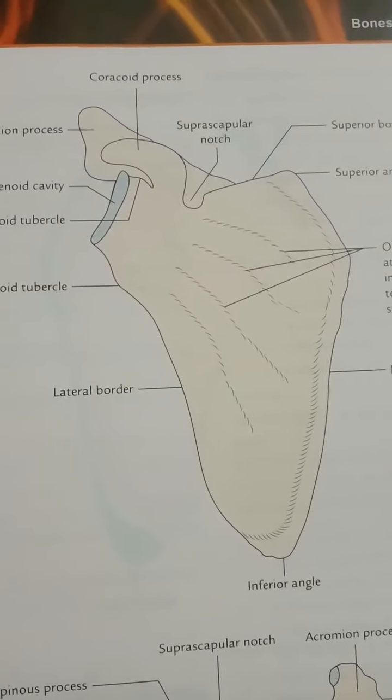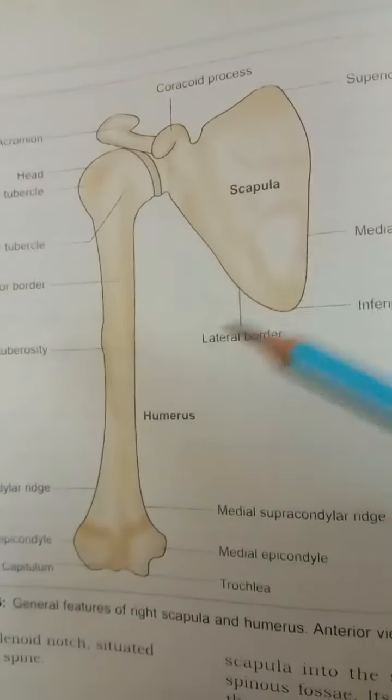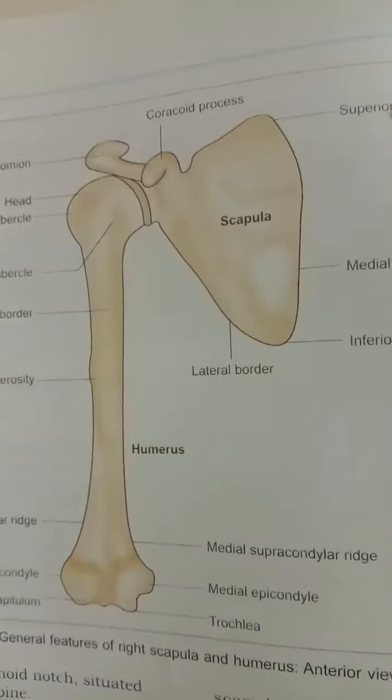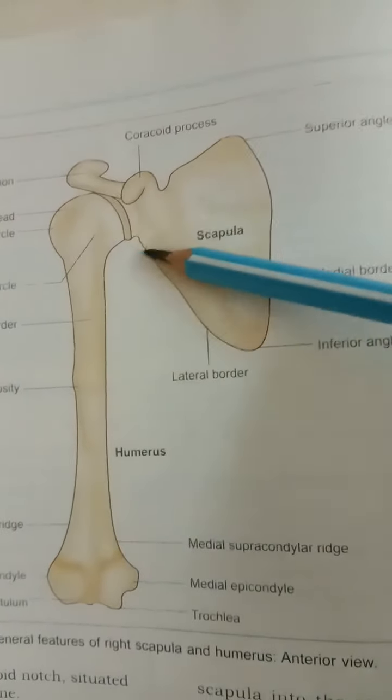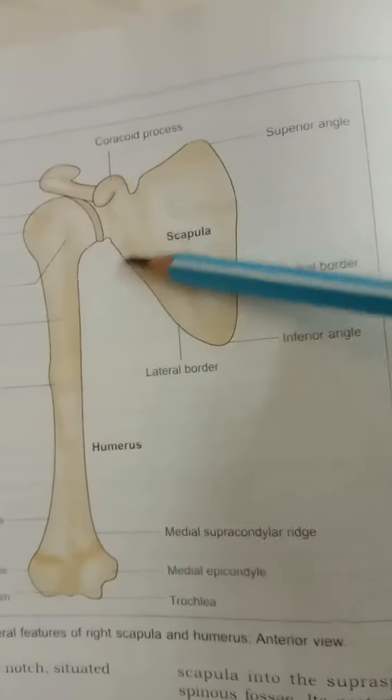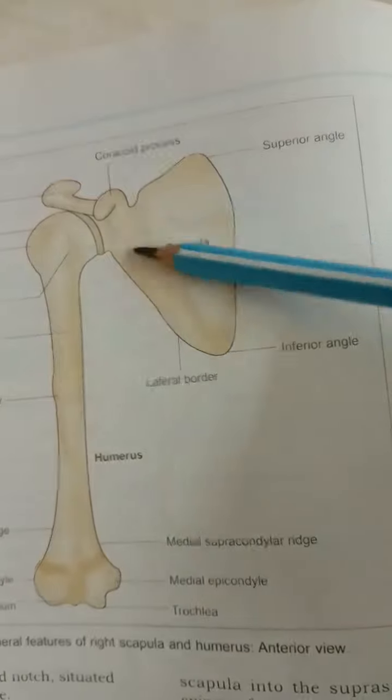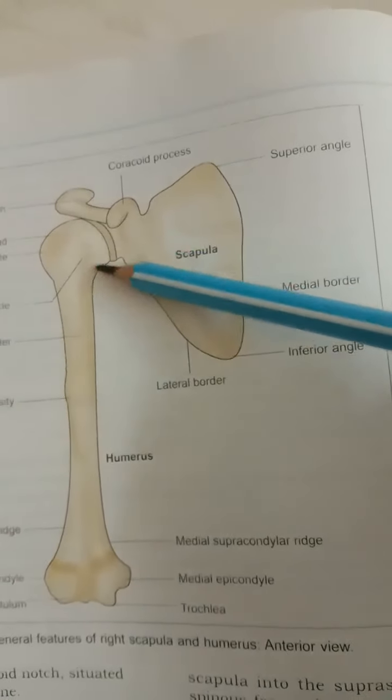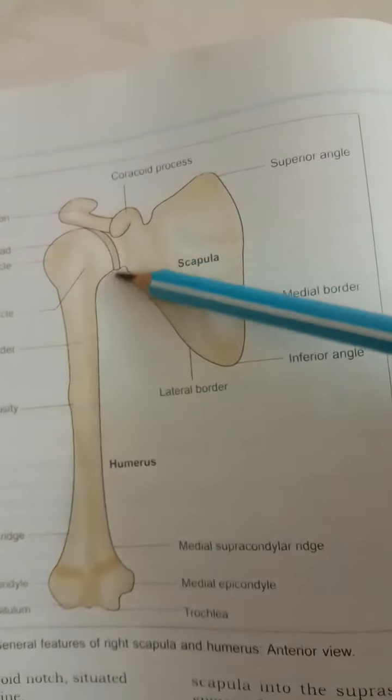So those are the features included in the scapula. Now the side determination of the scapula. The lateral angle, also called the glenoid angle, is large and bears the glenoid cavity. So here you can see the glenoid cavity.